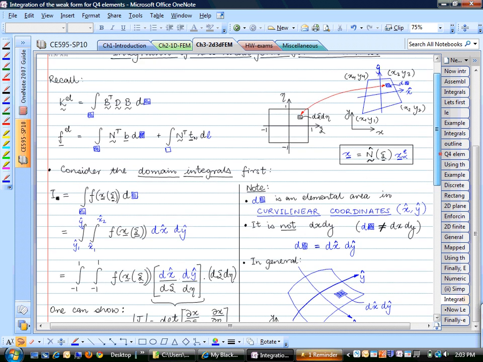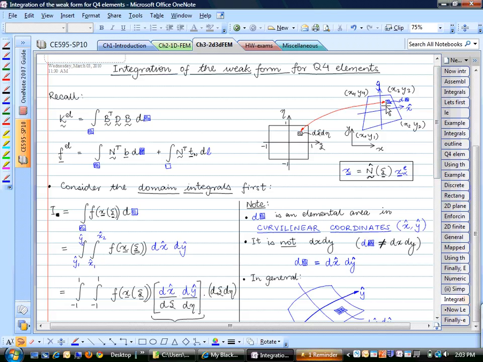So the idea is that this small element of area, when your element is arbitrarily oriented in x and y, you cannot say that this small element of area is dx dy, right? So what we want to do is construct a local coordinate system at this point, which we call the curvilinear coordinates. Just try to imagine that you have some kind of a sphere, let's say.